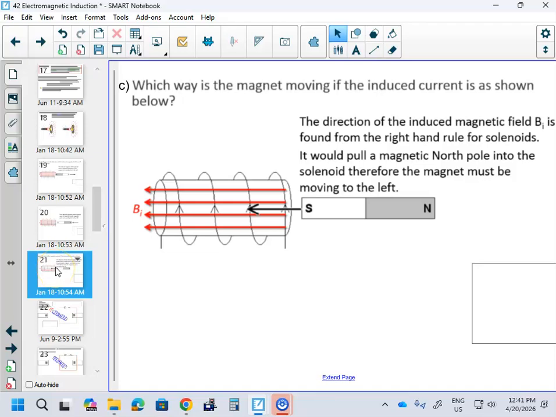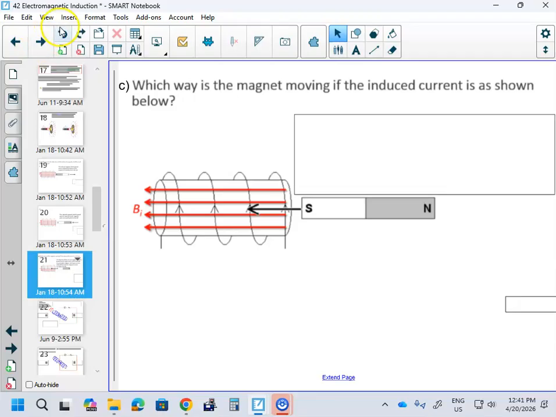Which way is the magnet? Which way is the magnet moving? Okay, I get you. So this one here is like, if this is the magnetic field that's there, then which way was the magnet going? So it's working backwards here, right? So you can picture, there must be a south. There's a south here, which means that it was probably trying to push that south in, made a south to oppose that motion.